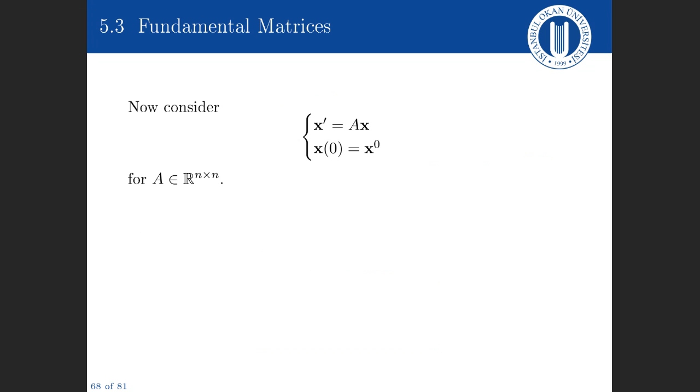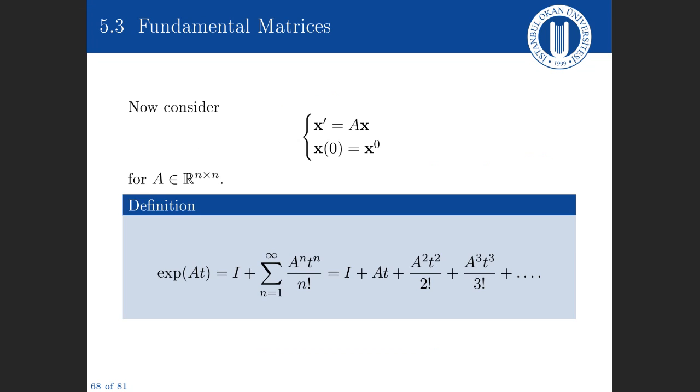Consider x prime is equal to capital A x, x of 0 is equal to x0. And we're going to define the exponential function of capital A t in almost exactly the same way. Sum from n equals 1 to infinity, A to the power n, t to the power n over n factorial. That's exactly what we had on the previous slide. The only difference here is that because we're doing matrices, instead of the number 1, we have the identity matrix.